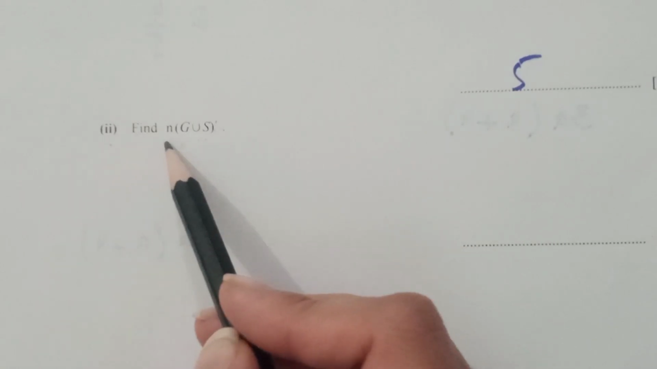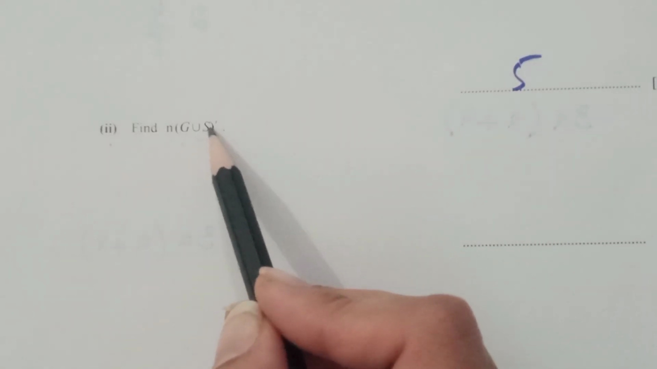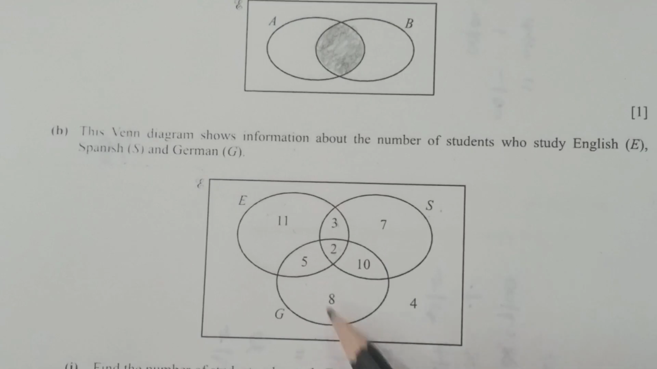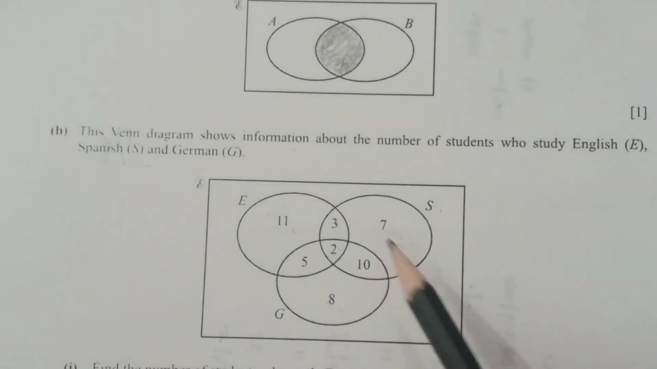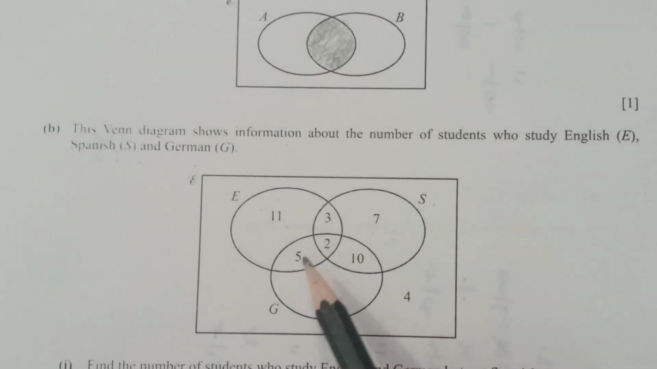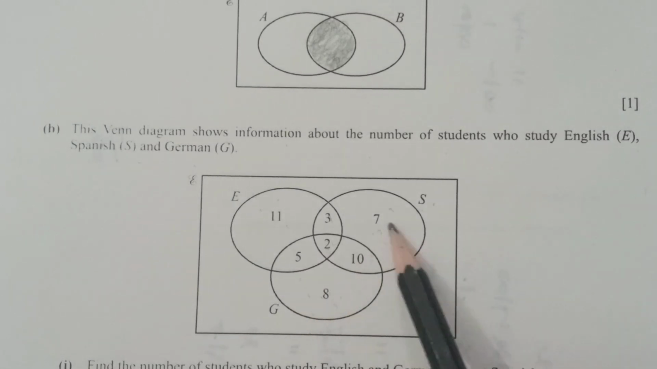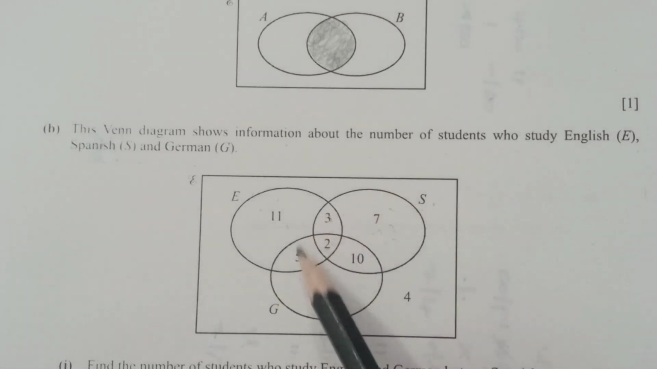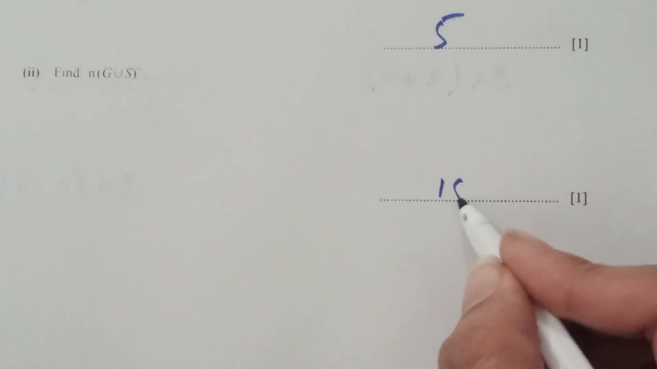Now students, B part, part number 2, find German union Spanish complement. We have to find the complement of this. We know that the union of German and Spanish, and we find the number of the complement. It means all other numbers are included in it without this. Which are in German and which are in Spanish is not included. Other numbers are included, which are 11 and 4. When we add it, we get 15. Its answer is 15. Very simple.